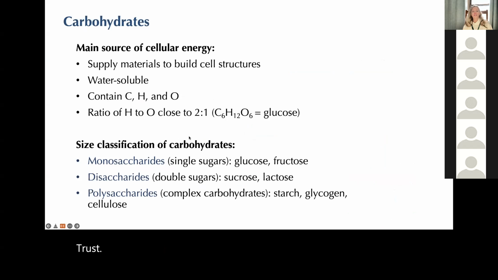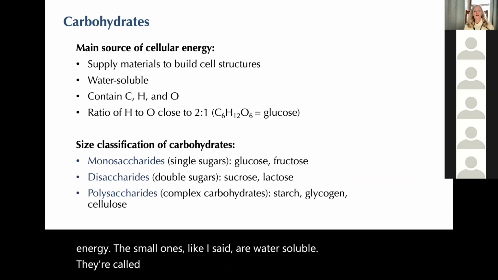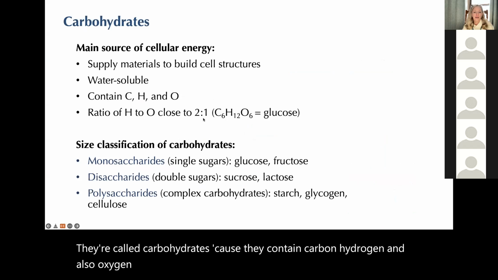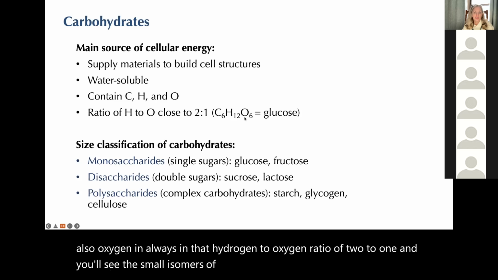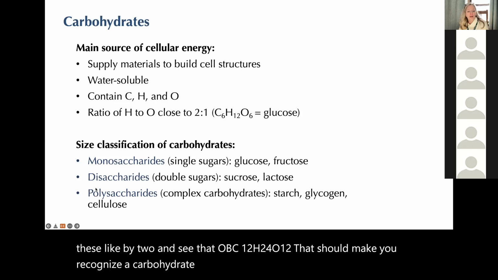Carbohydrates are going to be the main sources of our cellular energy. The small ones, like I said, are water soluble. They're called carbohydrates because they contain carbon, hydrogen, and also oxygen, always in that hydrogen to oxygen ratio of 2 to 1. You'll see the small isomers of glucose are C6H12O6. You can often multiply these by 2 and see that it would be C12H24O12. That should make you recognize a carbohydrate formula right away.